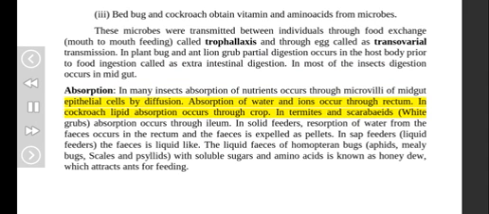In cockroach, lipid absorption occurs through the crop. In termites and scarabids, white grubs, absorption occurs through the ileum. In solid feeders, resorption of water from the feces occurs in the rectum and the feces is expelled as pellets. In sap feeders, liquid feeders, the feces is liquid-like. The liquid feces of homopteran bugs, aphids, mealy bugs, scales and psyllids, with soluble sugars and amino acids, is known as honeydew, which attracts ants for feeding.